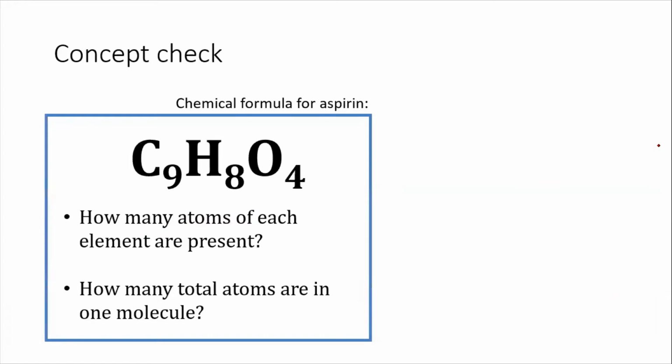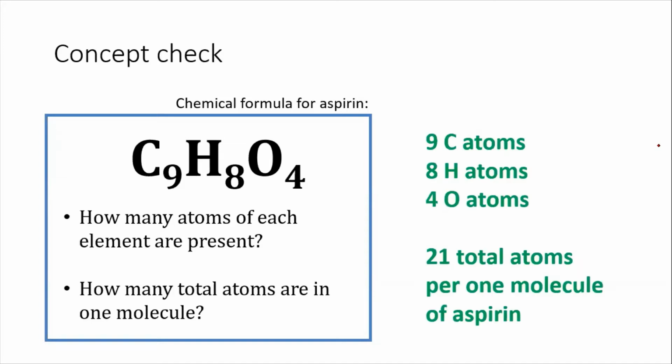Let's try another one. This is the chemical formula for aspirin. See if you can calculate how many atoms of each element are present based on the chemical formula, and then how many total atoms are in 1 molecule of aspirin. In chemical formulas, the subscripts apply to the atom to the left. So there are 9 carbon atoms, 8 hydrogen atoms, and 4 oxygen atoms. If you add these all up, you get 21 total atoms per 1 molecule of aspirin.